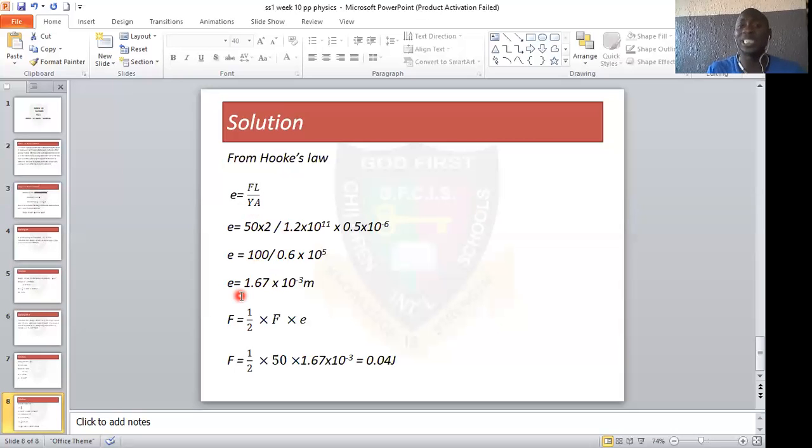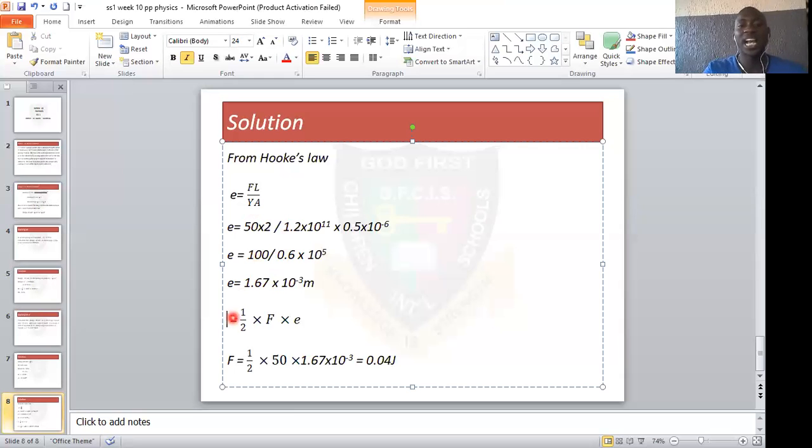So if you've gotten the extension, then it's easy to apply it to the energy. E equals 1 over 2 F times E. Given that F equals 50 Newton from the question, and from our calculation from Young modulus, we got the extension to be 1.67 times 10 to the power minus 3. If you solve through, you have 1 over 2 times 50 times 1.67 times 10 to the power minus 3, which equals 0.04 joules.